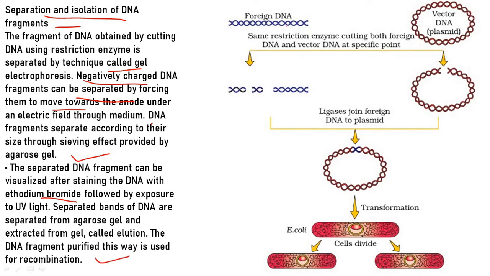So the foreign DNA is cut with the same restriction enzyme at a specific point. This is the restriction site, and the ligase joins them to form the recombinant plasmid, which is then introduced in the transformation, and the cells divide.